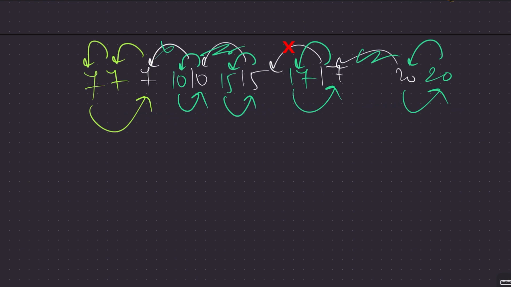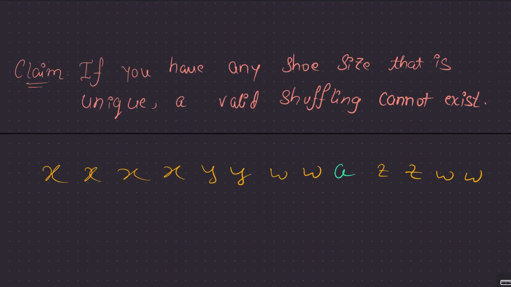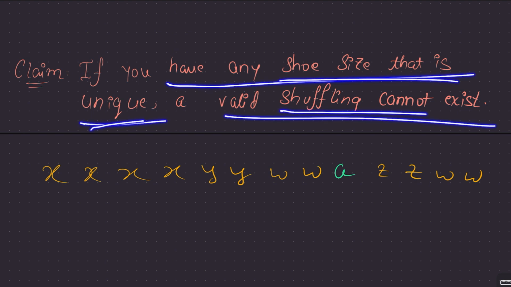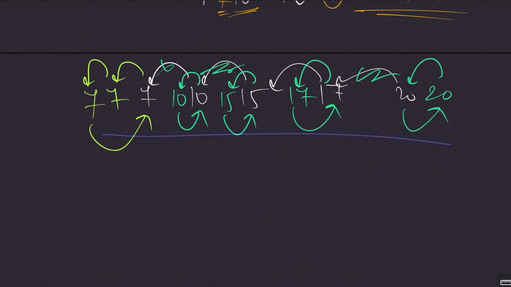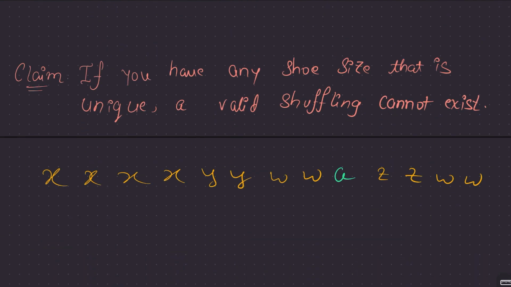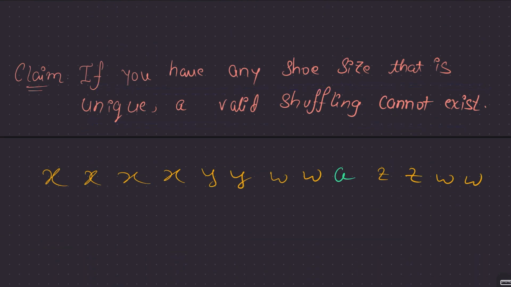Right? Amazing, right? So what you have effectively done is prove that if you have any shoe size that is unique, a valid shuffling cannot exist. We just proved it, guys. You cannot argue. We were just hunting for the solution, and we proved this fact that if you have any single shoe size that is unique, a valid shuffling can never exist.